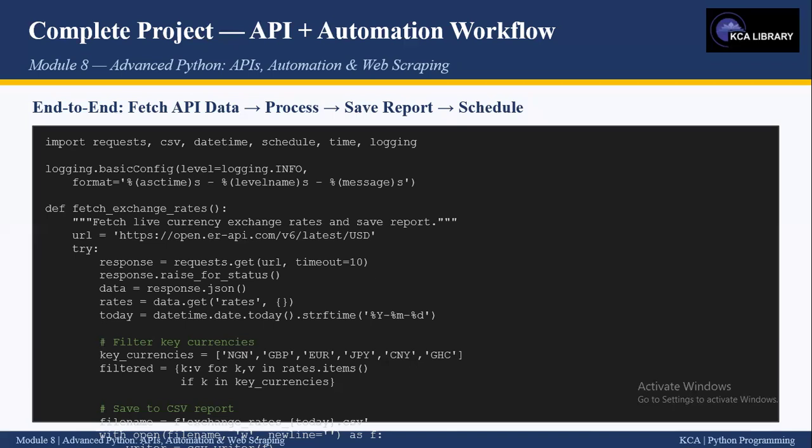A robust try/except block catches any API failures and logs the error rather than crashing the program. The pattern of fetch, process, save, schedule, log represents a complete professional automation workflow.